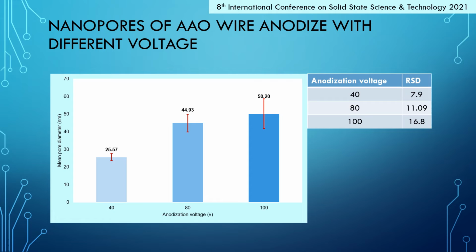Looking at the relative standard deviation value, the higher the voltage, the higher the RSD value, with a wider error bar. This shows that lower voltage produces more homogeneous pore size throughout the whole surface compared to higher voltage. The structure of pores at lower voltage is also more rounded and uniform compared to higher voltage.